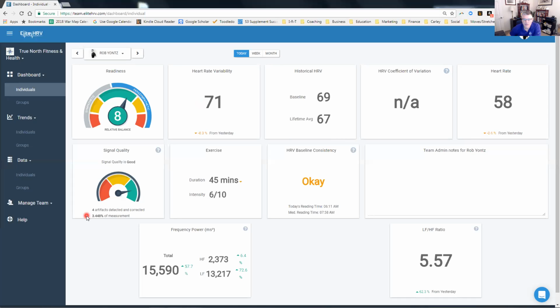I recorded and logged my exercise when I work out. Today's was 45 minutes and scaled 6 out of 10. My baseline consistency is okay. It always will be because we shift week to week. So over time, my readings differ a little bit in time.